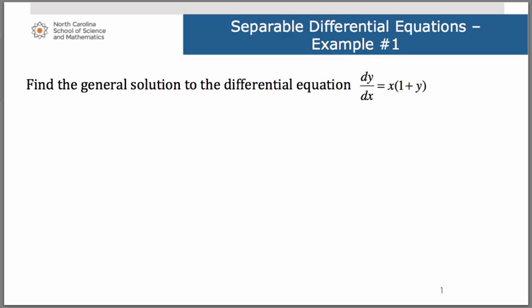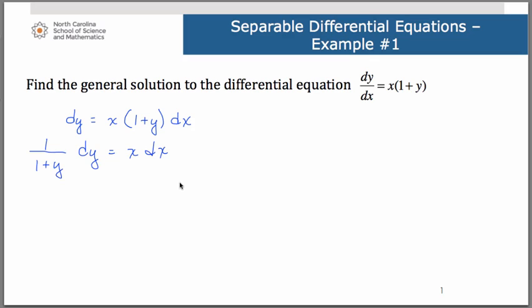If we first multiply both sides by dx, we would have dy equals x times the quantity 1 plus y times dx. But now we need to divide over the 1 plus y quantity so that the y's are on the left side of the equation and the x's are on the right.